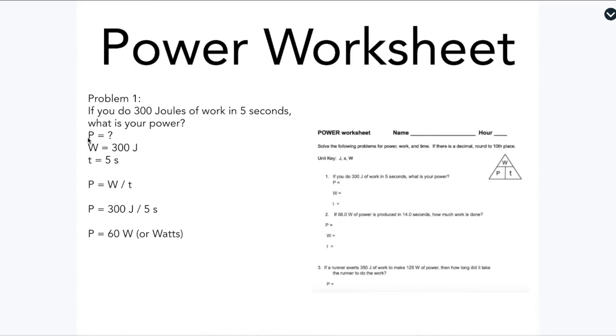Since we are solving for power, and we see our little formula triangle over here, if we cover up power, we're left with work and time, work divided by time, and there you go. So we go ahead and plug in 300 joules for work, 5 seconds for time. Power equals 300 joules divided by 5 seconds, and that means power equals 300 divided by 5, which is 60 joules per second, which we simplify that unit into W, or watts. So that is how you do that problem.